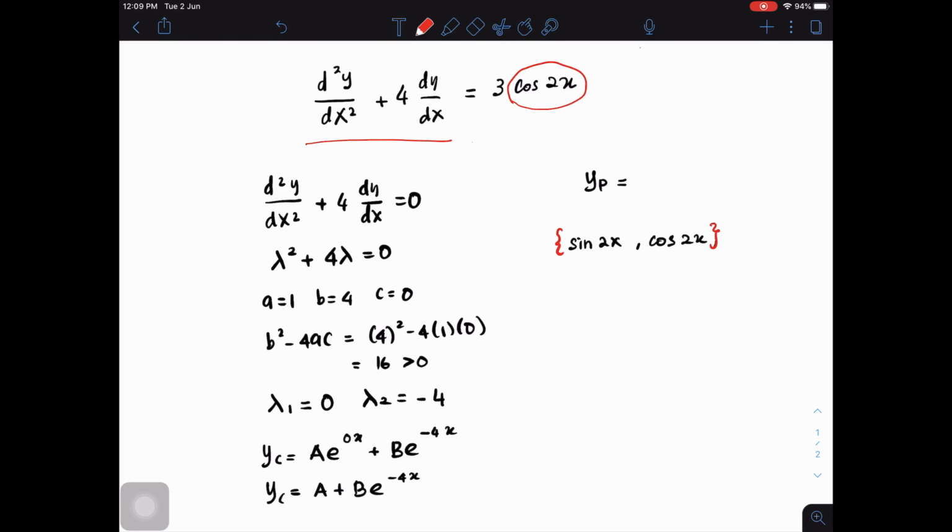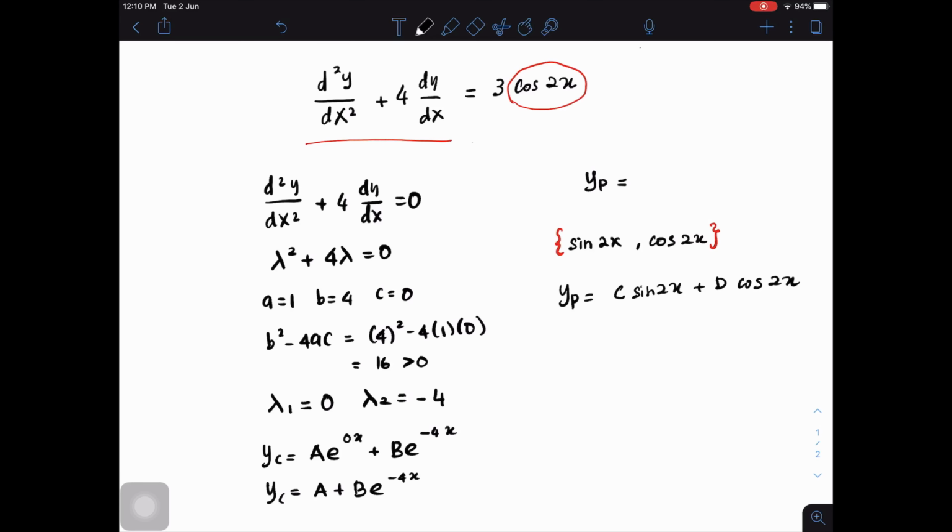Now, from this derivative family, what you need to do is list down your yp as c, where c is a constant, for the first one sine 2x, plus d cos 2x.